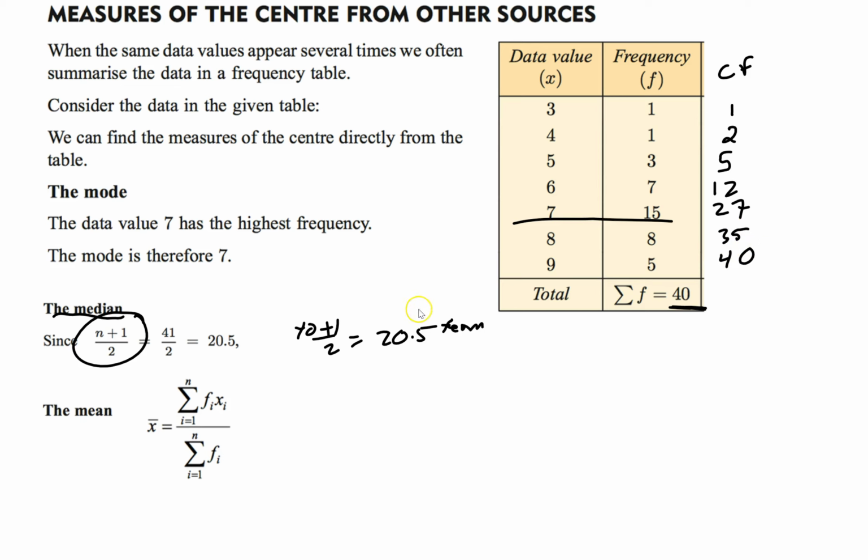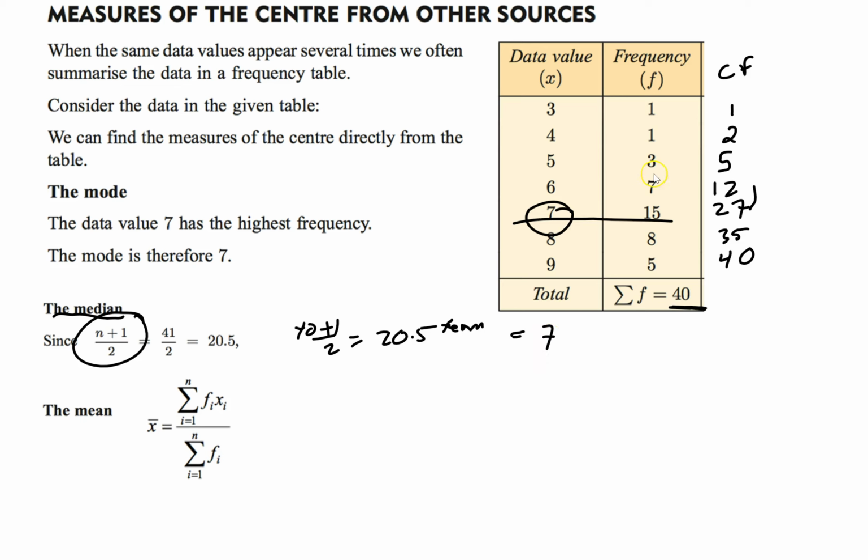Now I'm trying to figure out where the 20.5 term fell. Well, think about it. At the end of 6, I was at 12. At the end of 7, I was at 27. So it fell somewhere in between here. It's one of the 7s. So 7s also are the median.